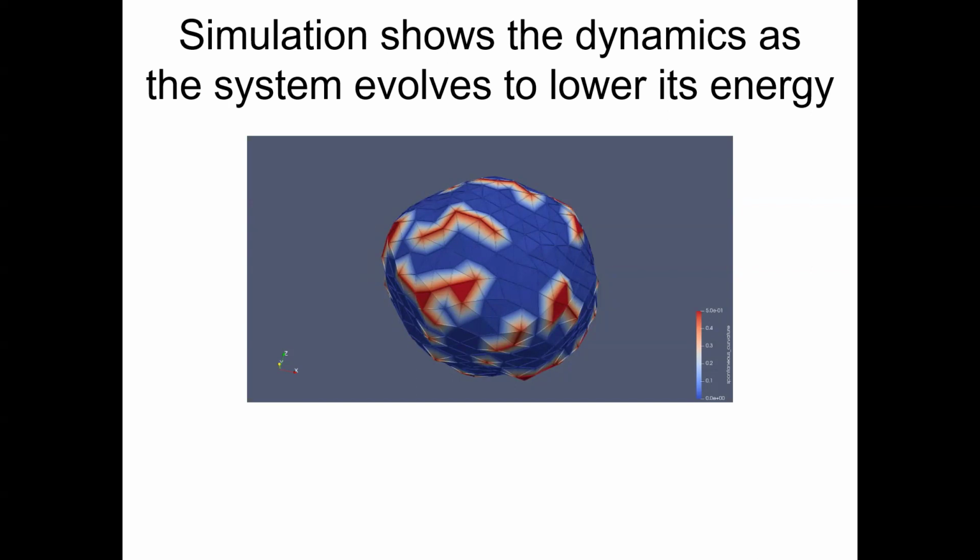So just to remind you, the Monte Carlo simulation doesn't take into account the fluid dynamics inside this vesicle and outside. We don't calculate that. So what are we actually calculating? What are these movies?